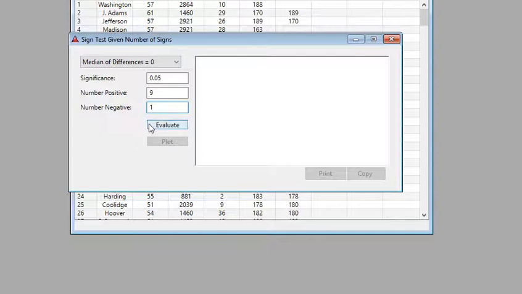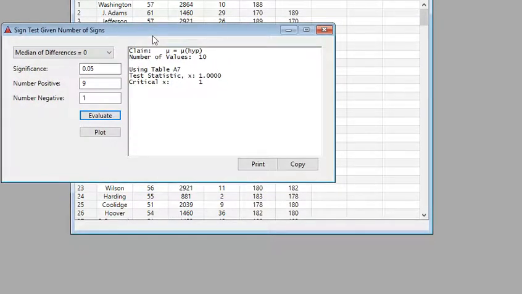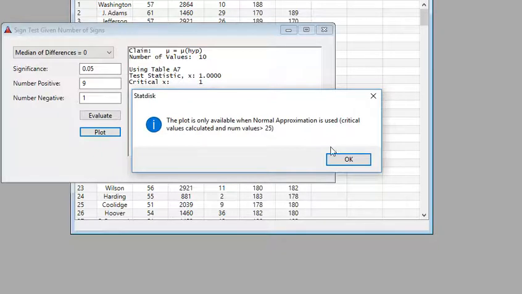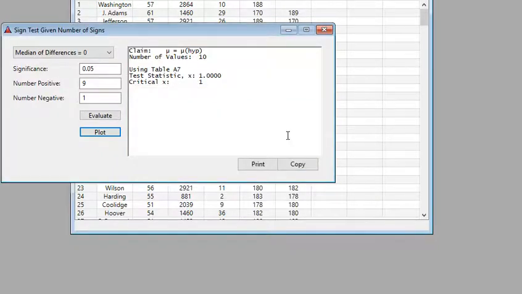Now, kind of behind the scenes, StatDisk is going to evaluate these in different ways, depending on the total number of pieces of data in our data set. But that need not concern us. What's going to concern us is the p-value. So it's using basically the table and a critical value approach. Let's see, can we get... No, it's not going to let me do that. Okay, so I guess we're going to have to look at table A7 real quick.